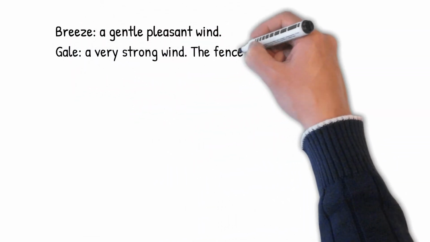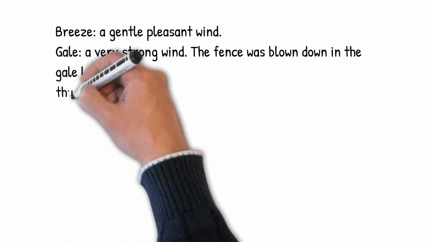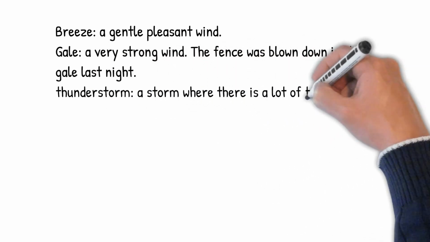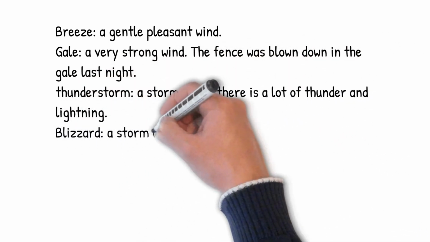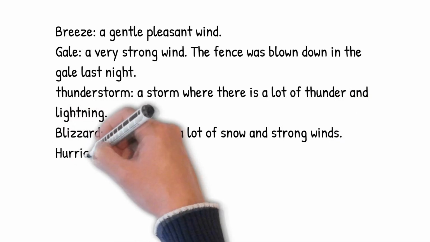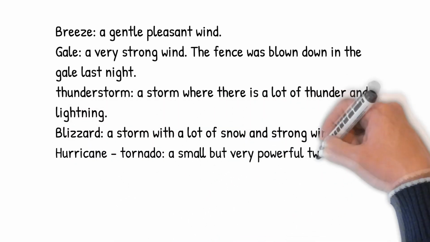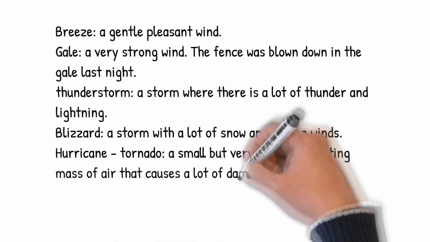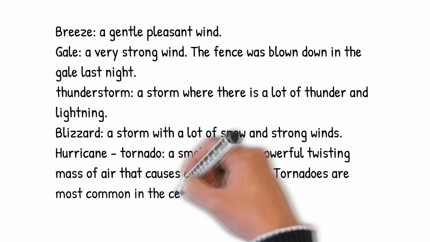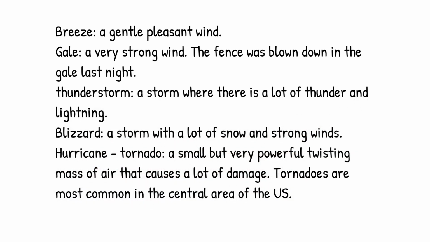When there is a little bit of wind, we can say a breeze, which is a gentle pleasant wind. Gale, this is a very strong wind. The fence was blown down in the gale last night. Thunderstorm, this is a storm where there is a lot of thunder and lightning. Blizzard, a storm with a lot of snow and strong winds. Hurricane or tornado, this is a small but very powerful twisting mass of air that causes a lot of damage. Tornadoes are most common in the central area of the US.